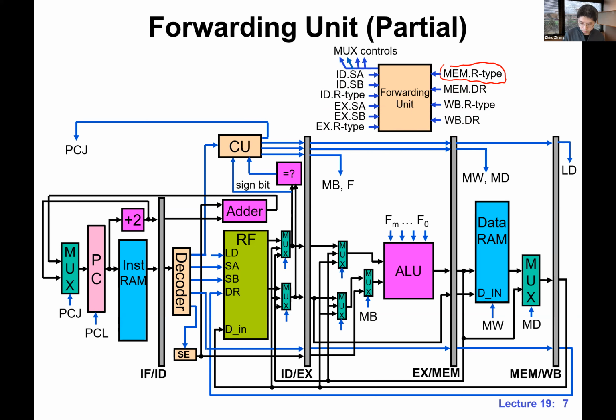For example, if we want to enable this path from mem to EX, this one, what do we check? Any guesses? What information do we need? What do we actually check in the forwarding unit? Where do those inputs come from? Is it a question or is it the answer, Amanda? This is a question?